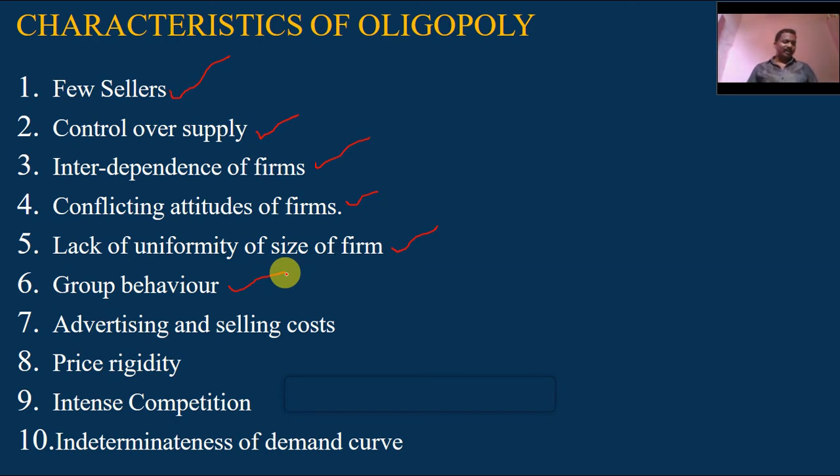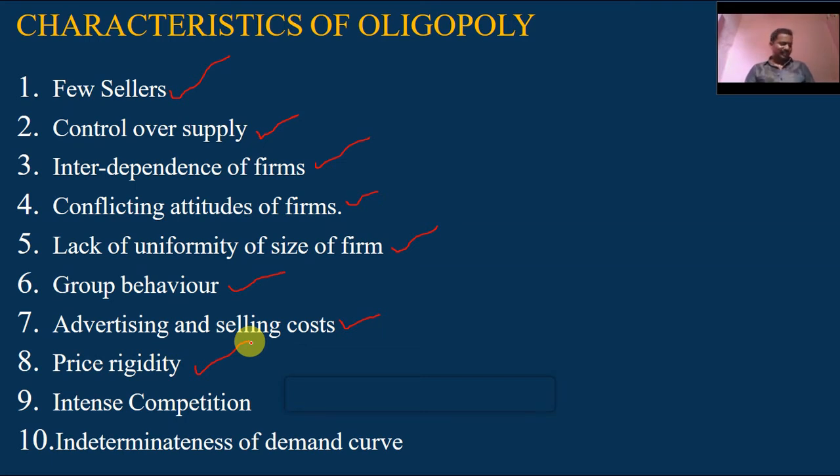Another one is advertising and selling cost. Advertising and selling cost is common in the oligopoly market. There is a constant struggle in the oligopoly market regarding advertising and selling cost. Another important feature of the oligopoly market is price rigidity.